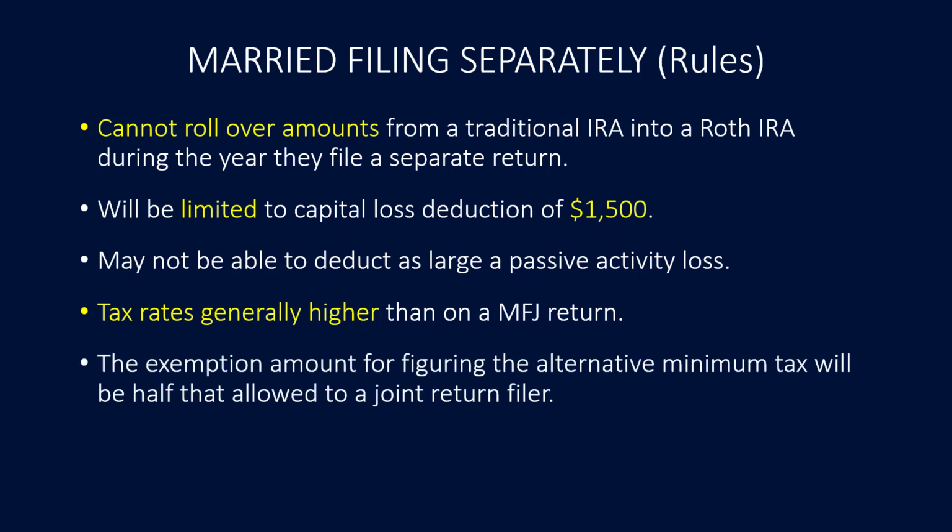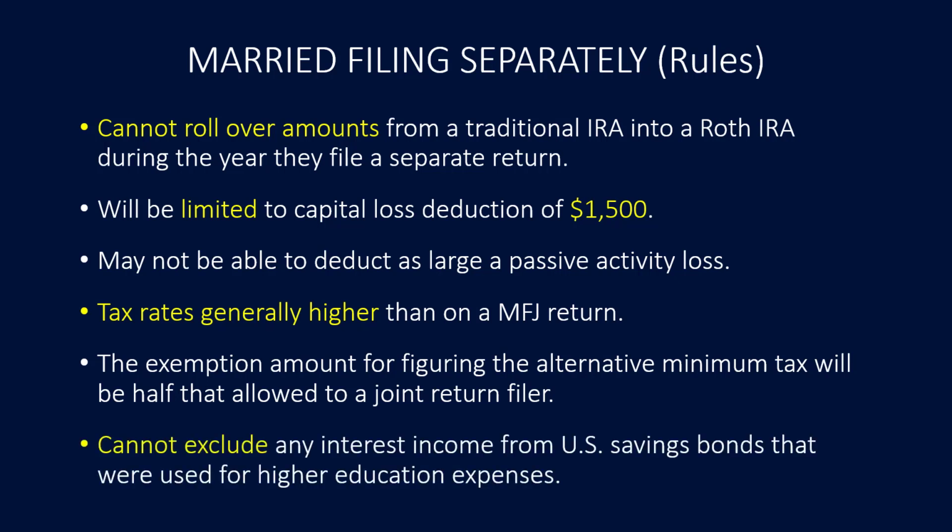The exemption amount for figuring the alternative minimum tax, the AMT, will be half of that allowed to a joint return filer. And you can't exclude any interest income from U.S. savings bonds that were used for higher education expenses.